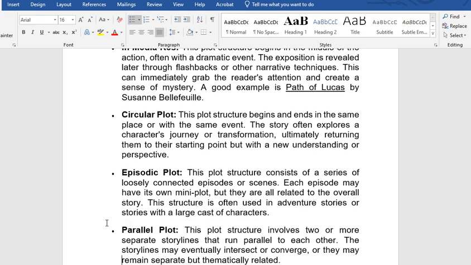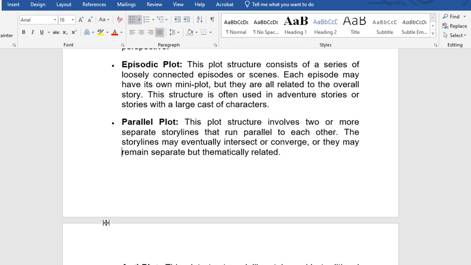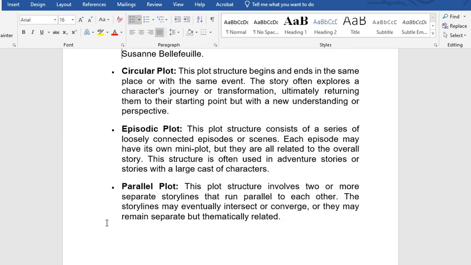The next one is circular plot. This plot structure begins and ends in the same place or with the same event. The story often explores a character's journey or transformation, ultimately returning them to their starting point, but with a new understanding or perspective. So the narrative ends where it begins. That's why it is called circular plot.